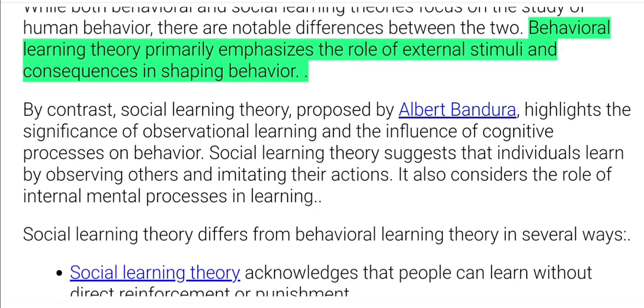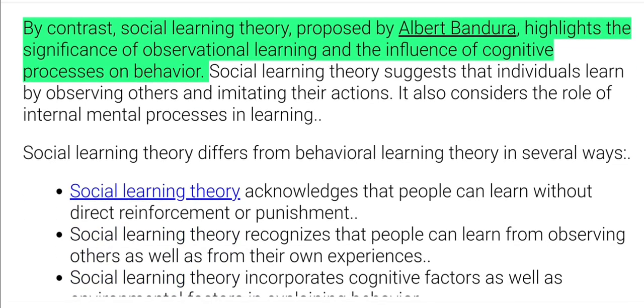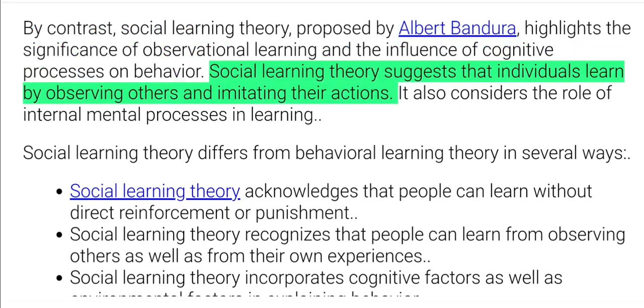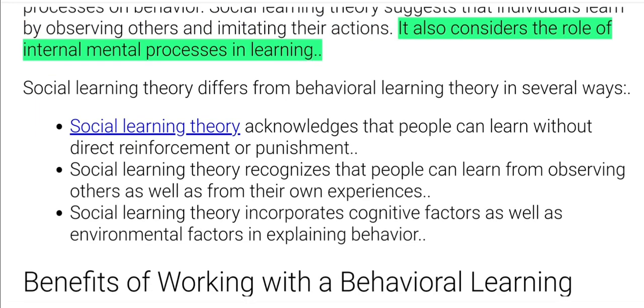Behavioral learning theory primarily emphasizes the role of external stimuli and consequences in shaping behavior. By contrast, social learning theory, proposed by Albert Bandura, highlights the significance of observational learning and the influence of cognitive processes on behavior. Social learning theory suggests that individuals learn by observing others and imitating their actions. It also considers the role of internal mental processes in learning.